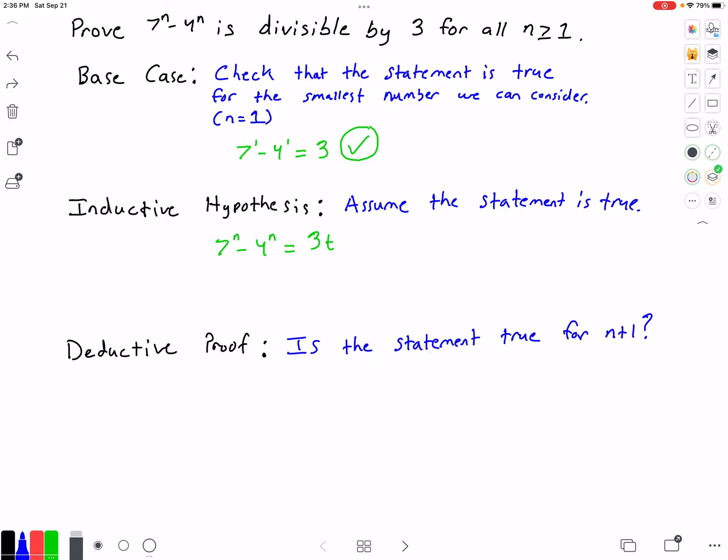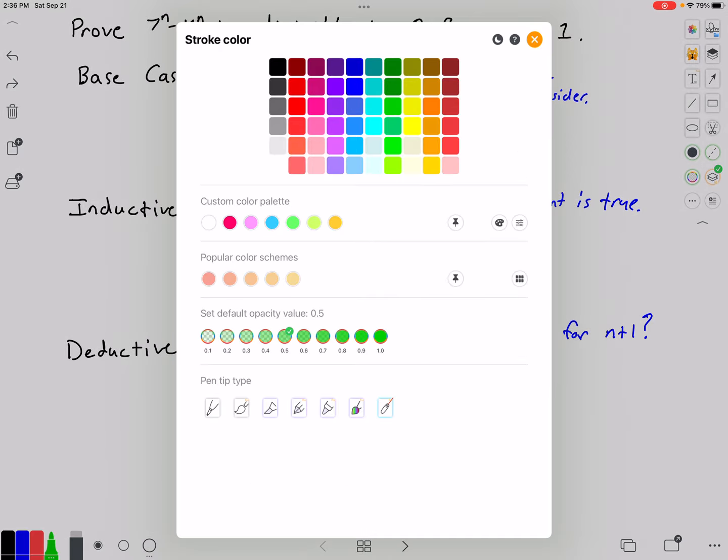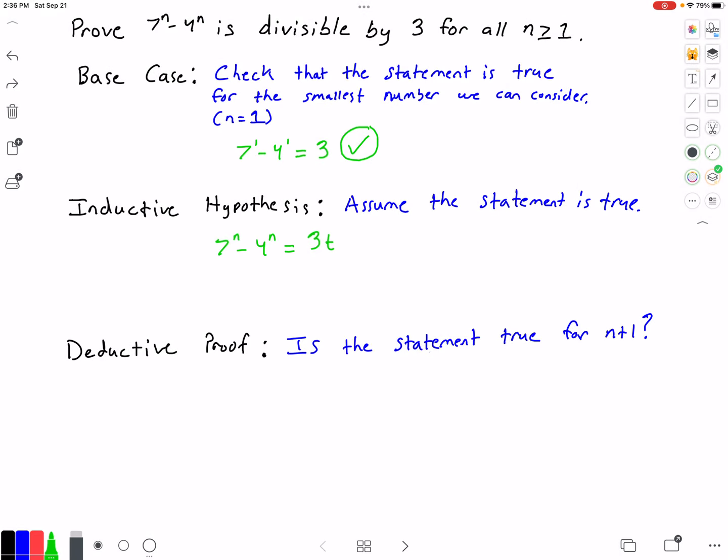And what do we mean by that, right? So by that, we're really asking the question, is 7 to the power of n plus 1 minus 4 to the power of n plus 1 equal to 3 times some integer s? So is it still also divisible by 3? And we're going to be using our inductive hypothesis in this deductive proof step. Okay, so let's go ahead and create another page.